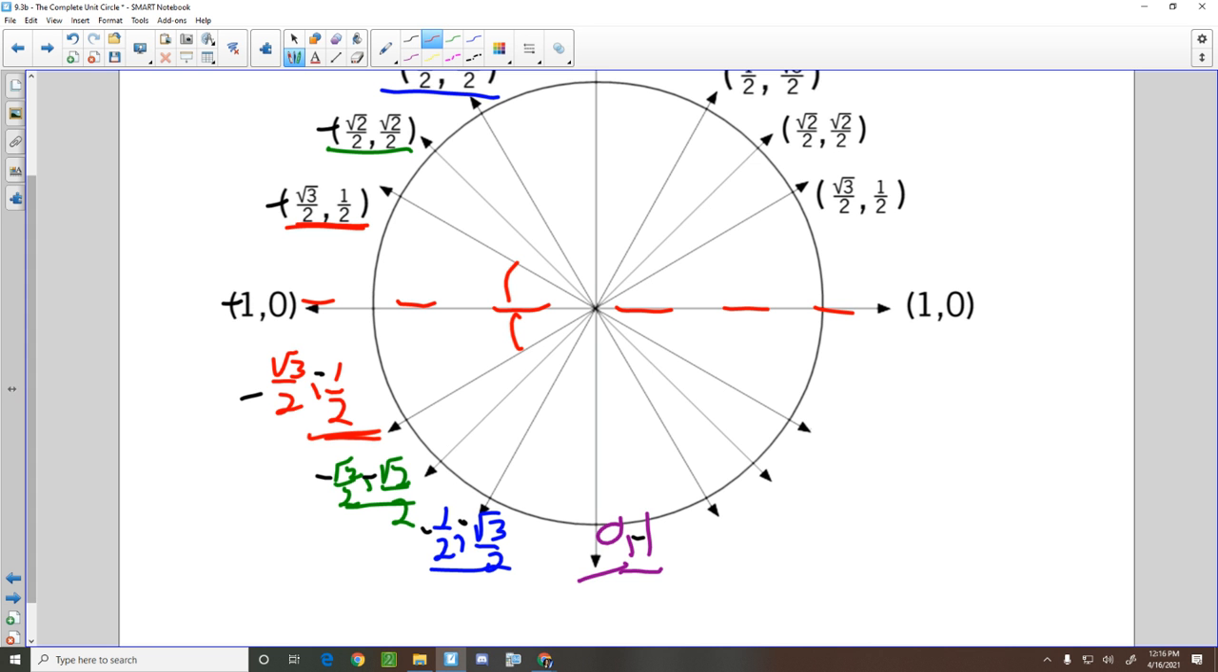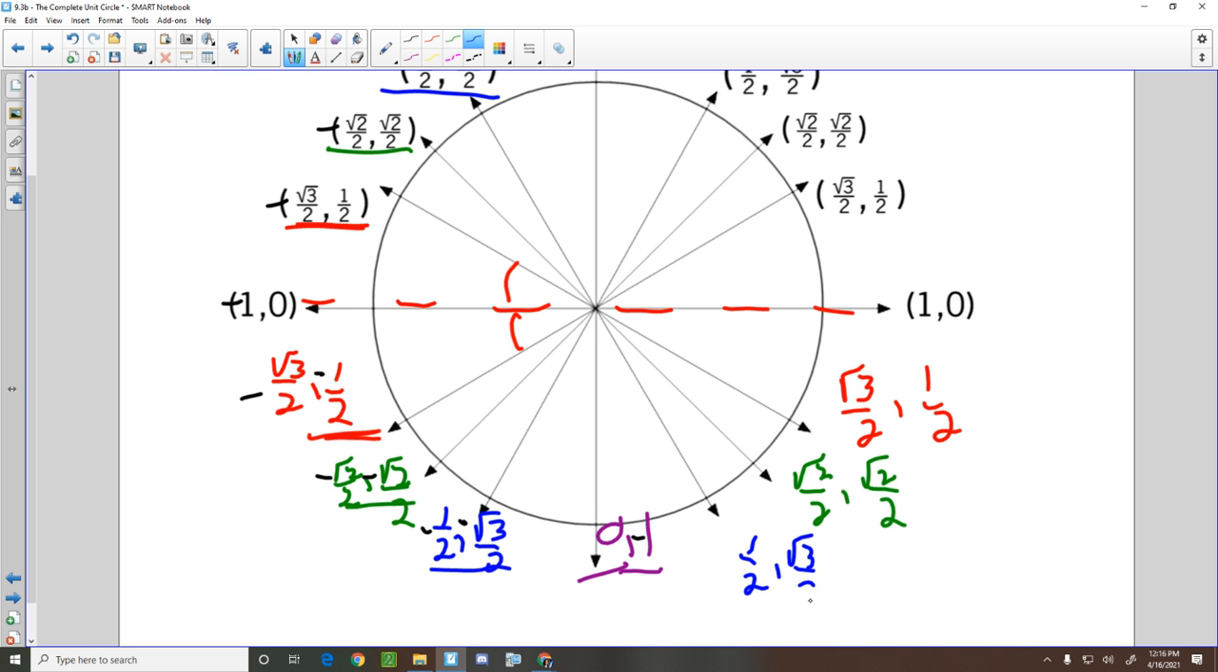In that last quadrant, what's going to be positive and what's going to be negative in quadrant 4? X's or Y's, what's negative in quadrant 4? Just the Y coordinate. So negative, negative, negative, and you're done. And that's it. That's the unit circle, everybody.